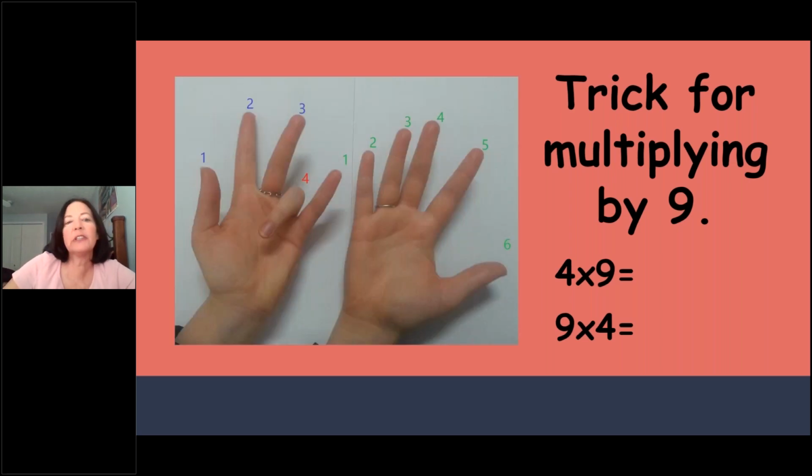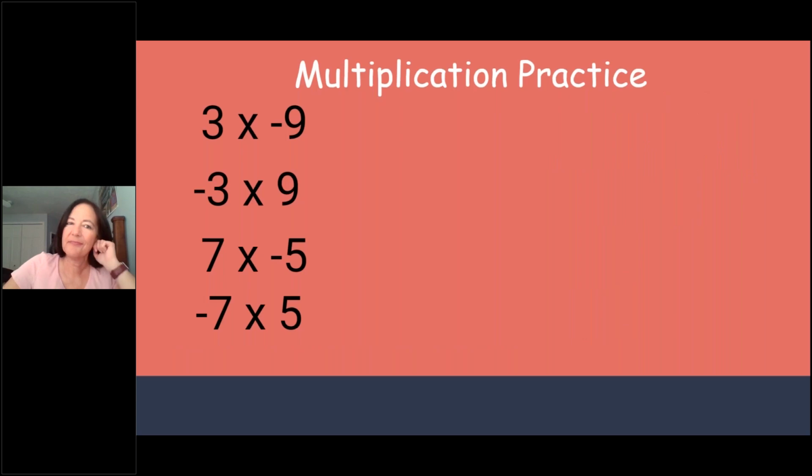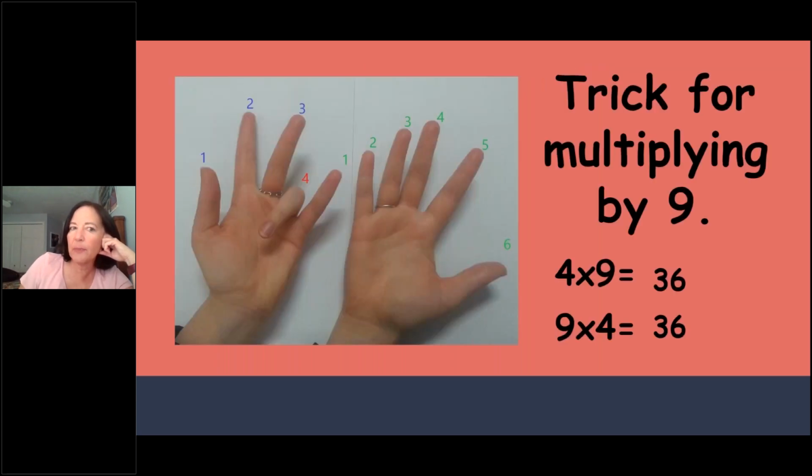And so the picture would look like that. And the answer is 36. Oh, I gotta remember that. That's awesome. It is a really cool trick, but it only works with nines. And so anytime you're multiplying a number by 9, a single digit, the numbers 1 through 10 multiplied by 9 all work.